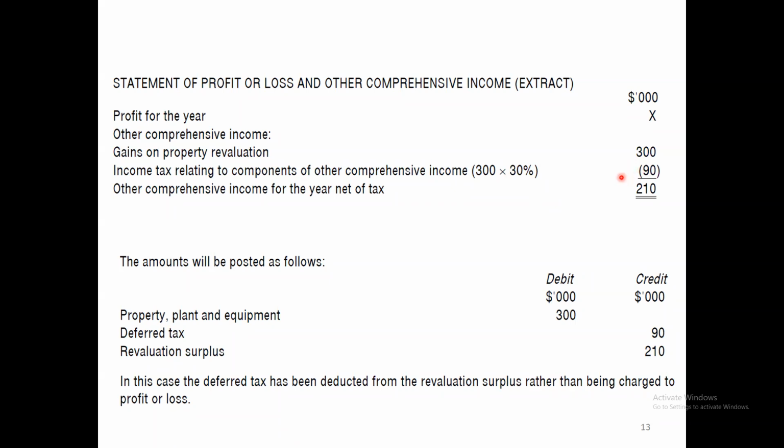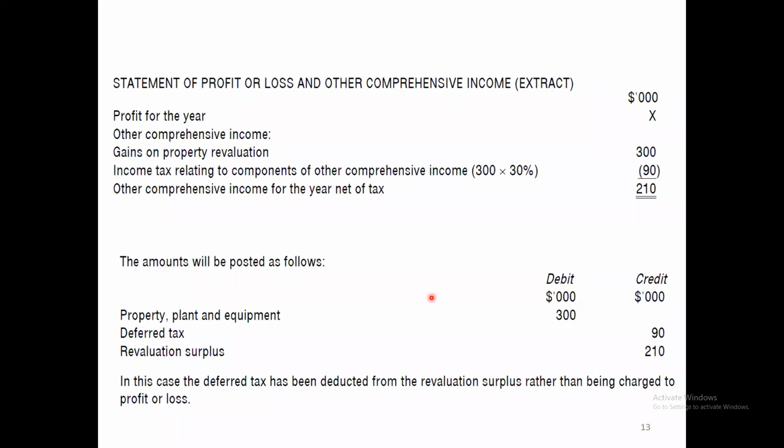See here, this 90,000 is not connected with deferred tax assets or liabilities. They are dealt with directly in the equity surplus account. So other comprehensive income for the year is 210. So this 90,000 is not directly deducted from the profit for the year. Rather, this 90,000 is deducted from the extraordinary item, other comprehensive income.